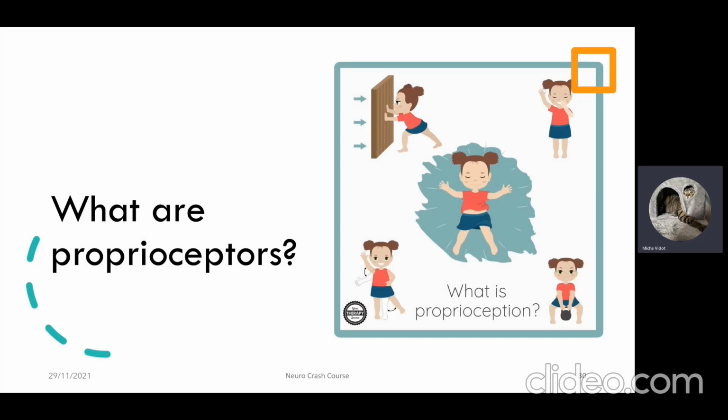So what are proprioceptors? They are a type of sensory receptor that monitor the movements of your own body, and they're found in your muscles, tendons, and joints. They have two main functions. First is to allow you to know where your body is, and the second is to provide vital feedback information for the control of your motor systems.